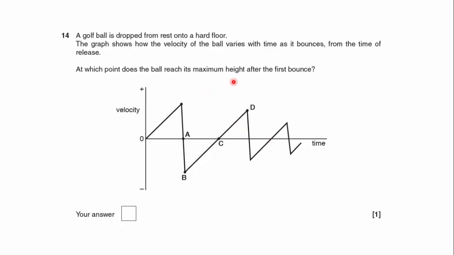So the question is, at which point does the ball reach its maximum height after the first bounce? That is, the maximum height will be any point where the velocity is 0, and this is after it has stopped hitting the ground, so it will be at point C where it has come to its maximum height.